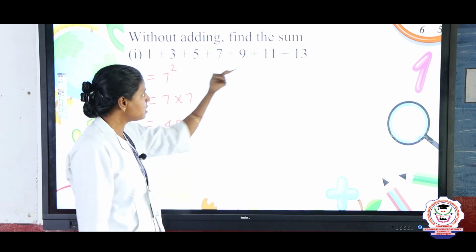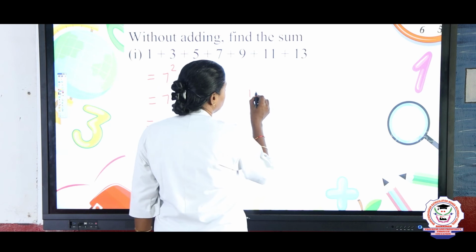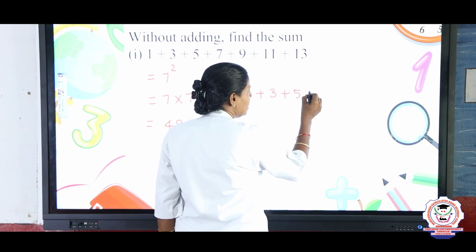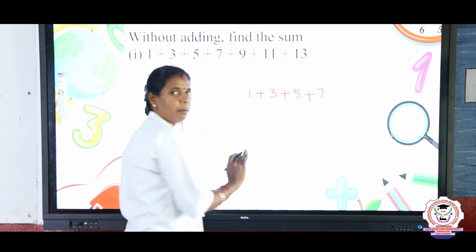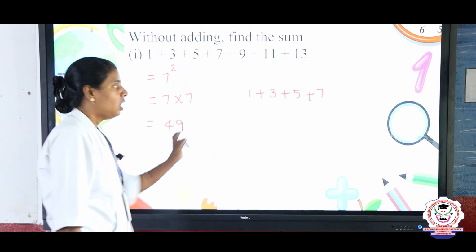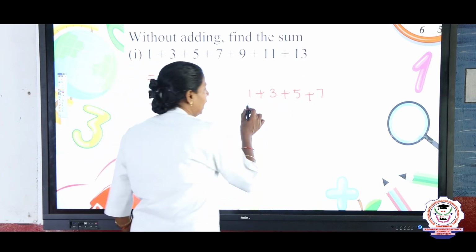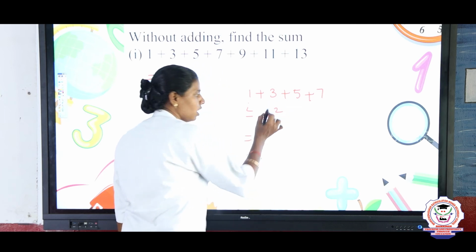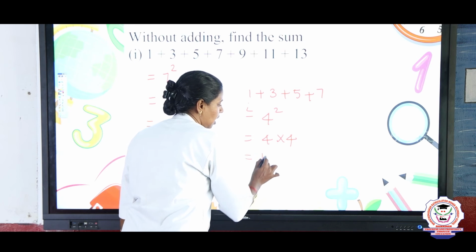If you add this also, you will get 49. For example, one more question I will tell you. See, 1 plus 3 plus 5 plus 7. See, these are odd numbers which start from 1. How many numbers are here? 1, 2, 3, 4. I told you, take the square of that number, 4 square. 4 square is what? 4 into 4.